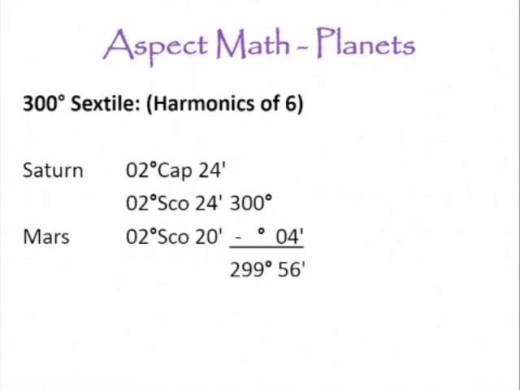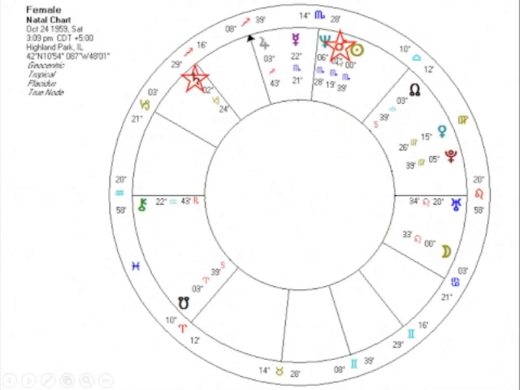So if we're 4 minutes away from 300, Mars is applying sextile to Saturn. Remember earlier we were looking at applying, exact, and separating? Mars is applying last quarter sextile to Saturn. Or you can say applying waning sextile to Saturn.